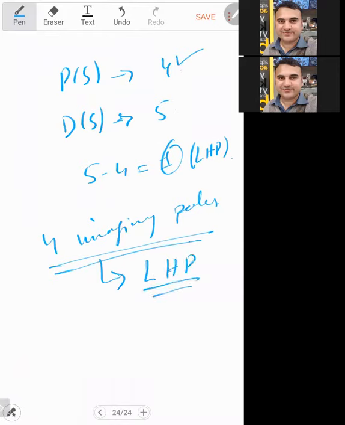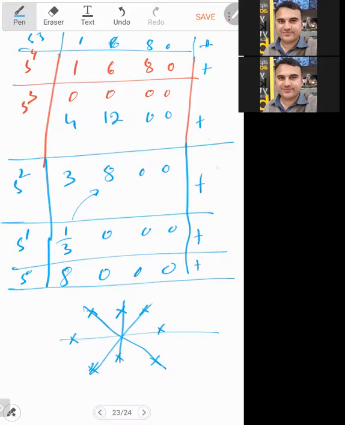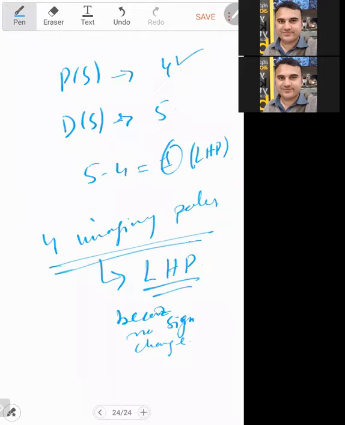Why? Because there is no sign change. You did not see any change of the sign from positive to negative and negative to positive. This means that all poles are in the left half plane. So this information is sufficient to know whether the system is stable or not. Anyhow, if you are interested in the pole location, we see that the poles are imaginary and they should be symmetrical.